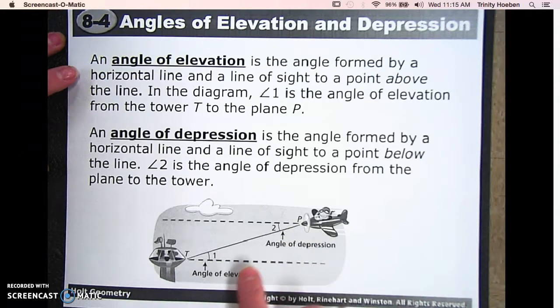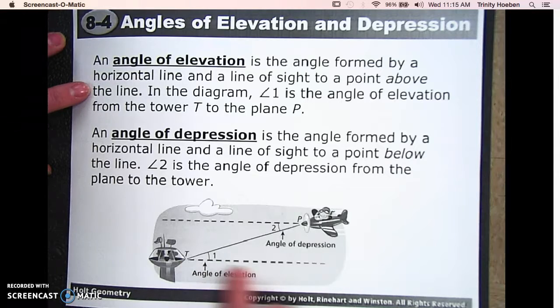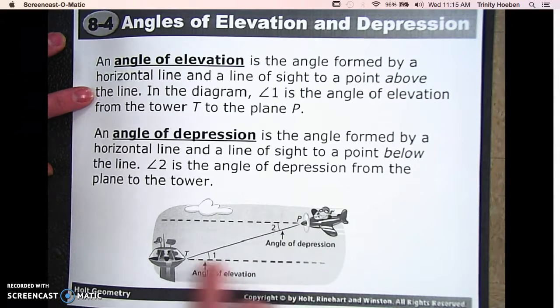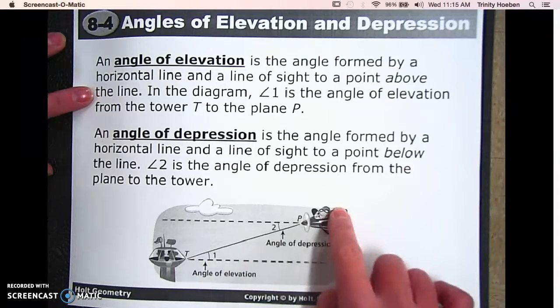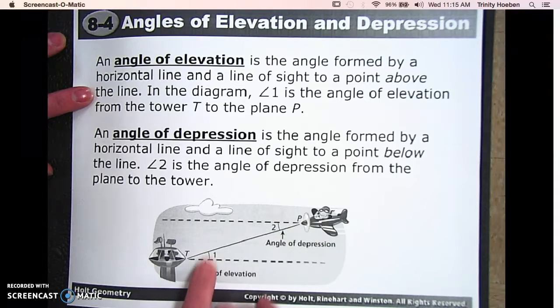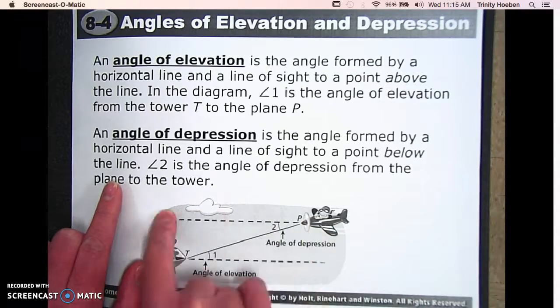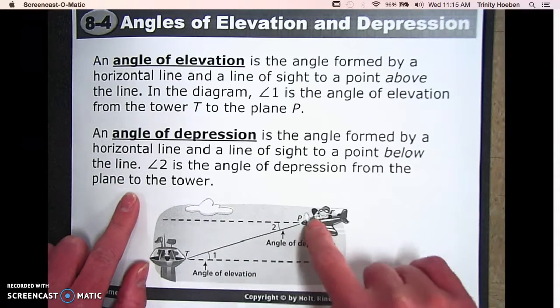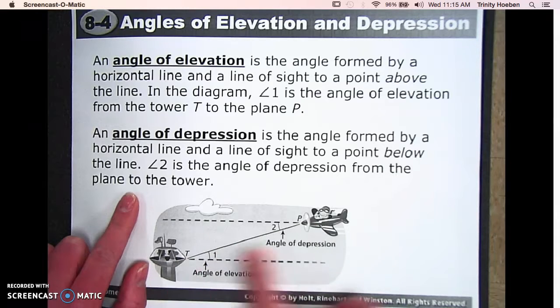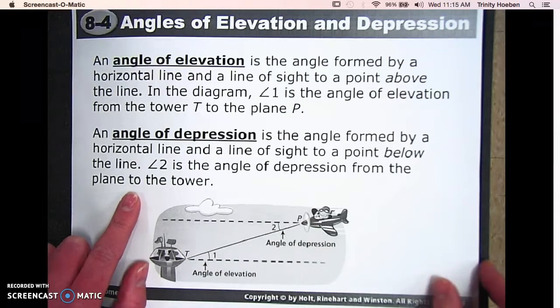So that creates the angle of elevation. This is the horizontal line. Sorry, the horizontal line here, and the angle going up to the airplane creates that angle of elevation. And then the angle of depression is this horizontal line with the line going down to the tower, angle 2 there, creates the angle of depression.